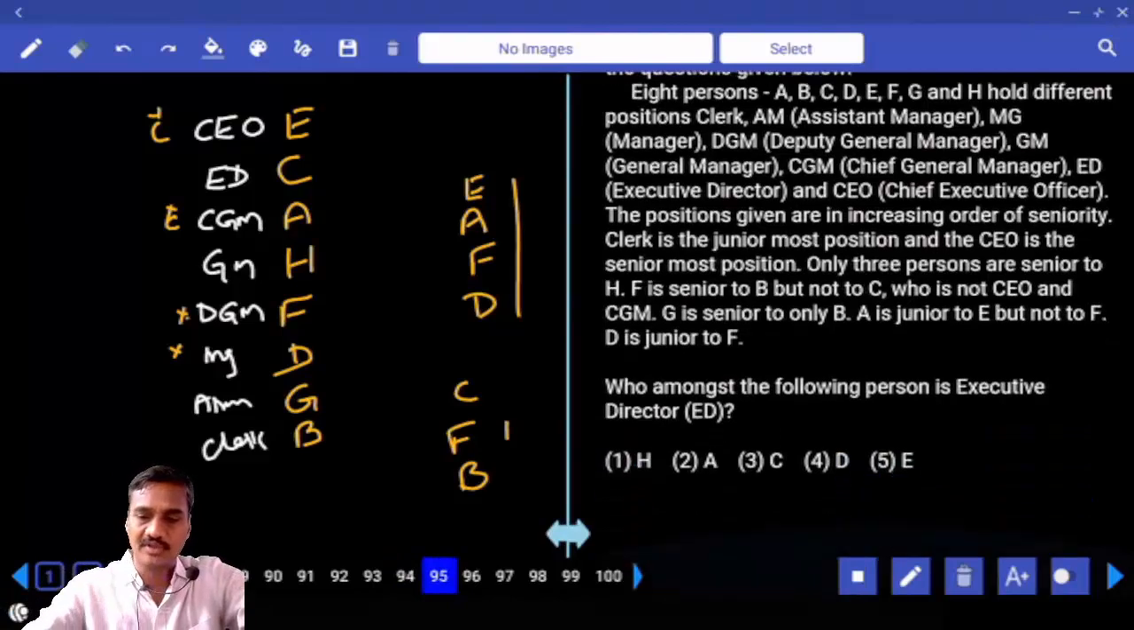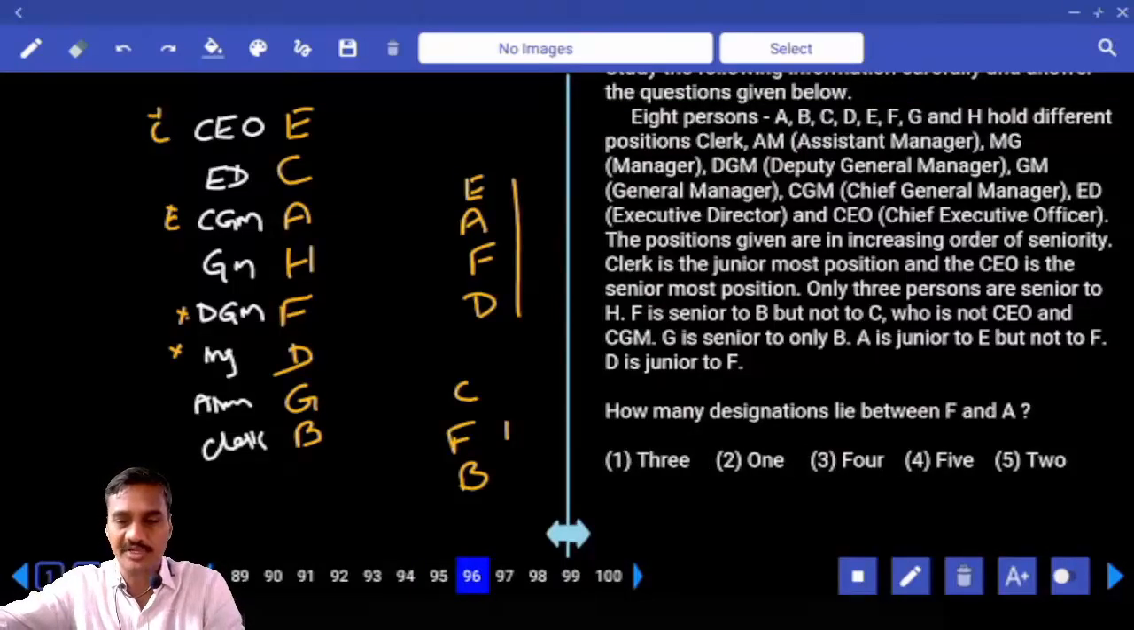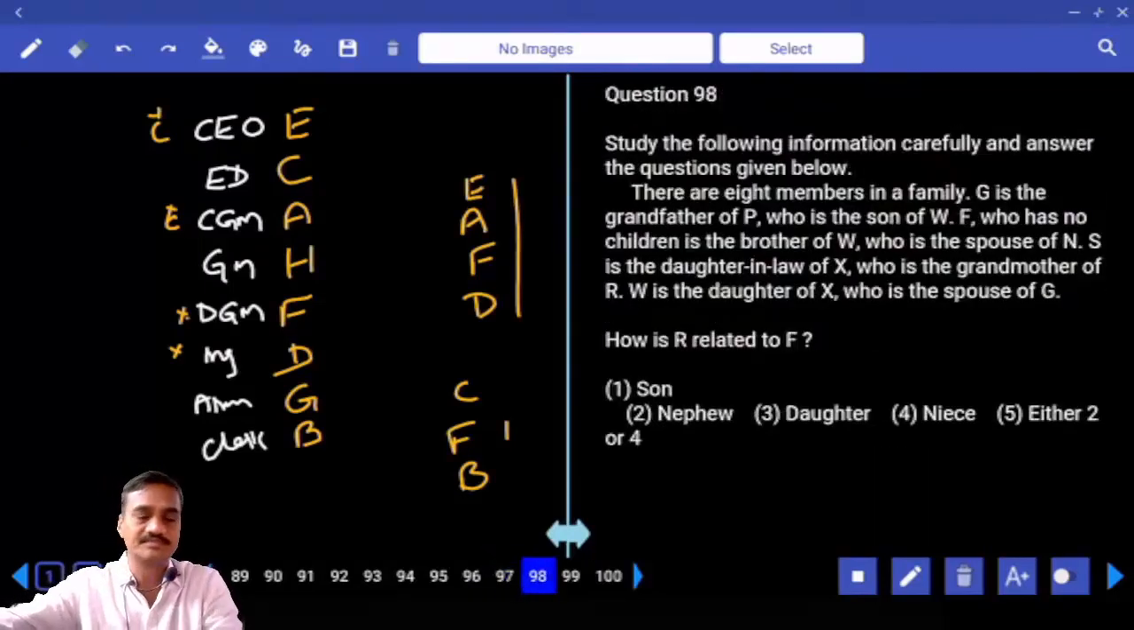And 95, who among the following persons is executive director? And ED, that is C, choice 3. And how many designations lie between A and F? There is only one, choice 2. And how many persons are senior to A? There are only 2 people, that is choice 1, 97.